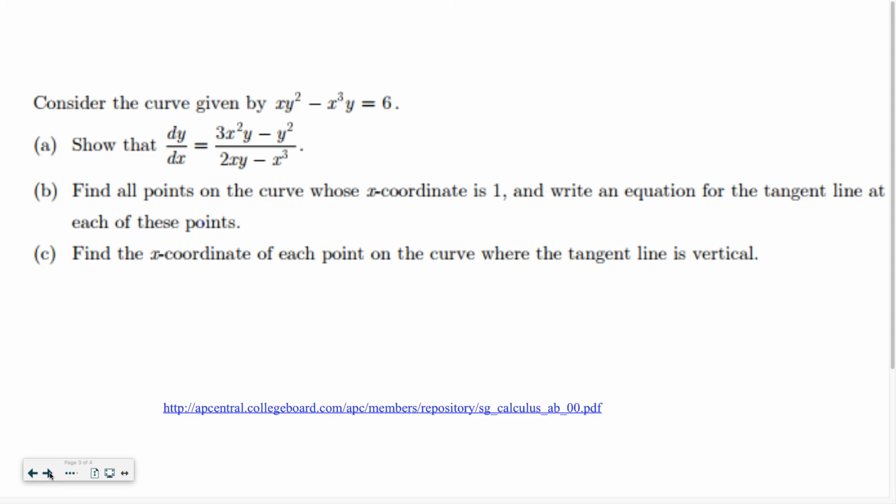B, find all the points whose x-coordinate is 1 and write an equation for the tangent line at each of these points. And C, find the x-coordinate of each point on the curve where the tangent line is vertical. I'm going to give you about 15 minutes to see what you can do, and then I'll go through the answers. Okay, you can work together. No calculator, you may begin.